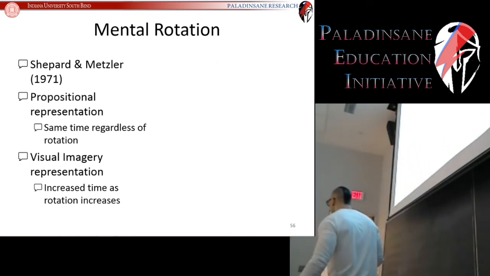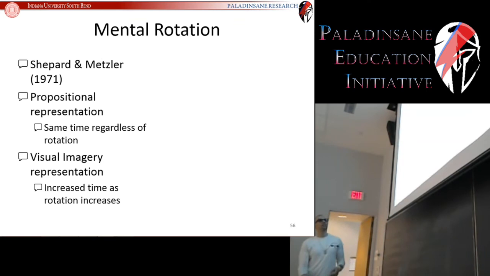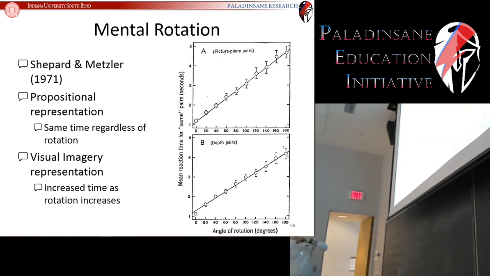All right, so what did Shepard and Metzler find? Let's take a look at their mean reaction time for the same pairs. As you can see, here we have the pairs where they were rotating things in depth, so rotating like this. On the top graph, we have the ones that were rotated in the picture plane, so rotating like this. On the bottom here, we have the angle of rotation, so increasing angle of rotation, and on the y-axis we have the reaction time in seconds.